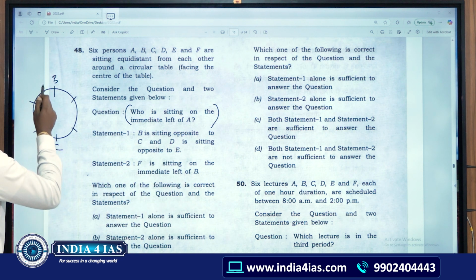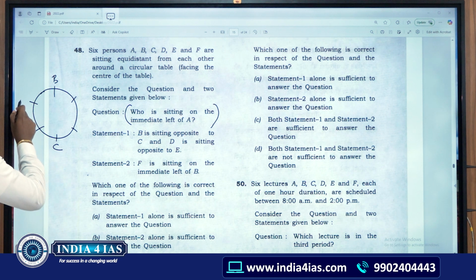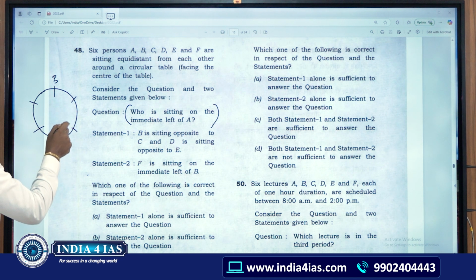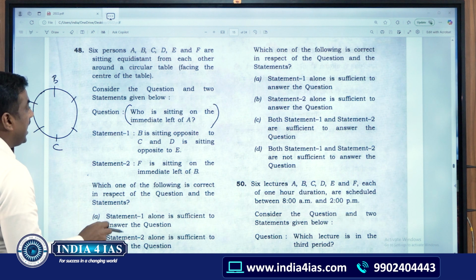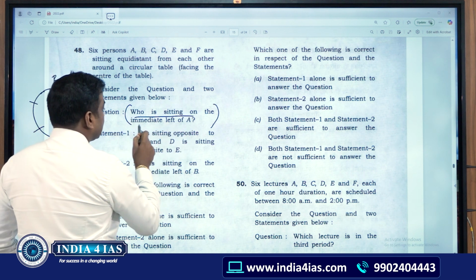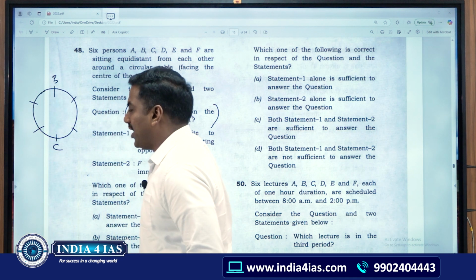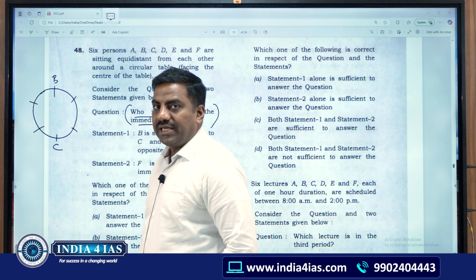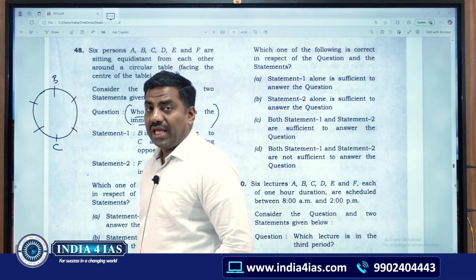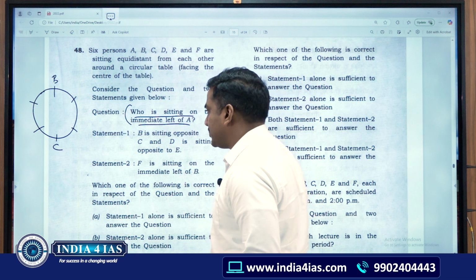So, first person can sit anywhere. Then, D is sitting opposite of E. But where D? D has 4 places. Then, depending upon D's place, E will sit. So, can I solve this question? Who is sitting on the immediate left of A? A can come anywhere in these 4 places. I cannot tell who is sitting on the immediate left of A. We cannot tell that one. So, statement 1 alone is not sufficient.